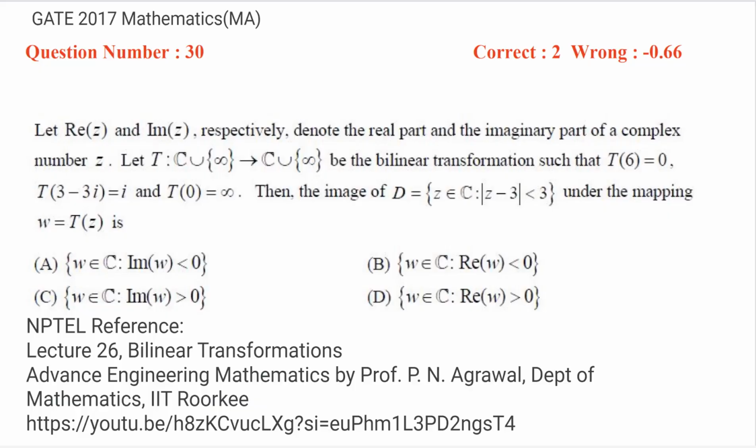The problem is from GATE 2017 mathematics paper, question number 30. The problem given is, let real part of Z and imaginary part of Z denoted by Re(Z) and Im(Z) respectively. Denote the real part and imaginary part of a complex number Z.